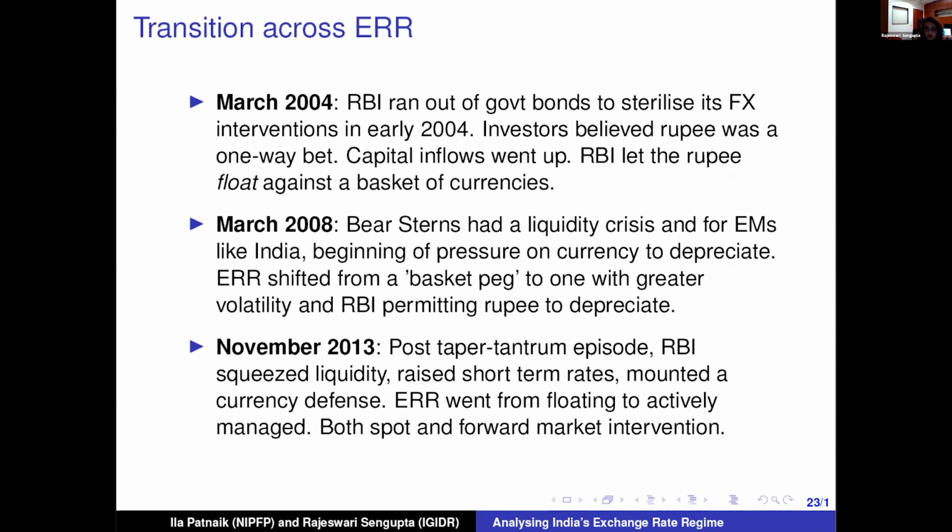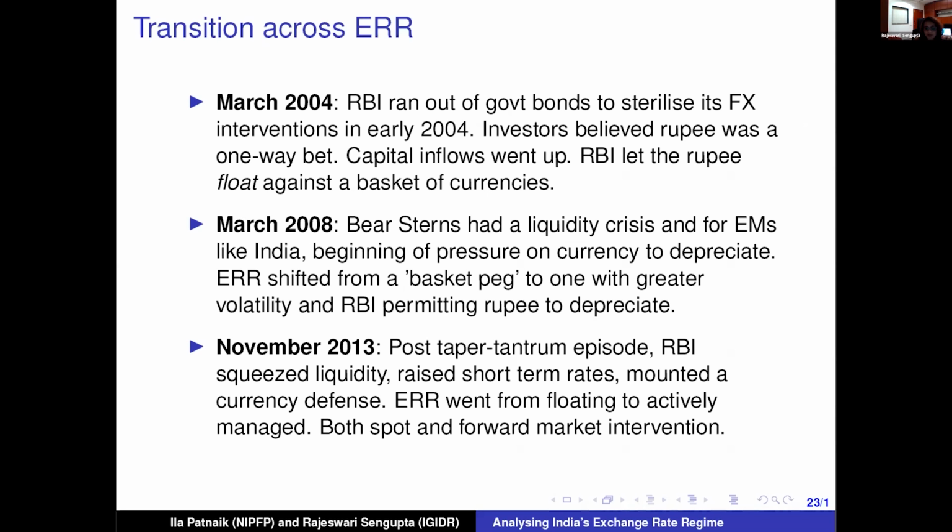By early 2004, the investors believed that the rupee was becoming a one-way bet, because the RBI would not be able to sterilize the intervention anymore, and it would not risk inflation. So it would just become unsterilized intervention, at which point the RBI would just give up and let the rupee appreciate. As a result, capital inflows increased even more, and the RBI basically didn't have a choice but to let the rupee float against a basket of currencies. So from a tightly pegged regime to the dollar, after 2004, the rupee was managed against a basket of currencies, which is what we also saw in the regime method results.